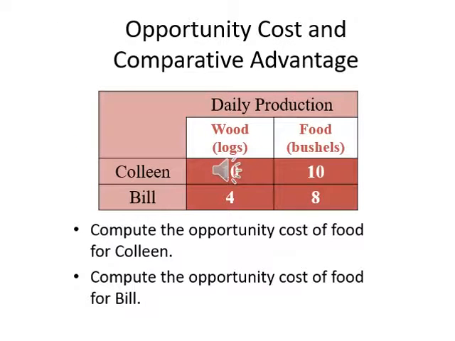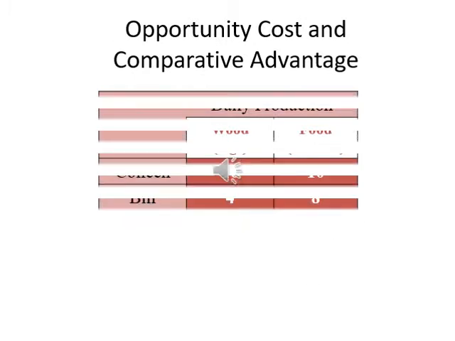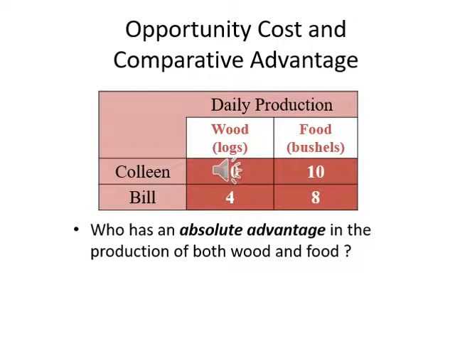Opportunity cost and comparative advantage. Compute the opportunity cost of food for Colleen. Compute the opportunity cost of food for Bill. Who has an absolute advantage in the production of both wood and food?